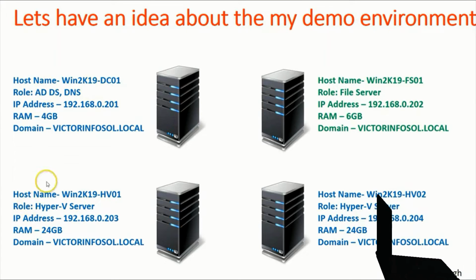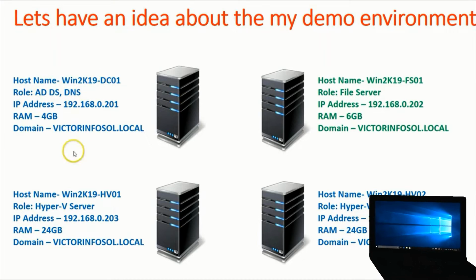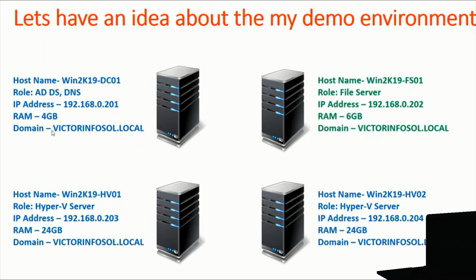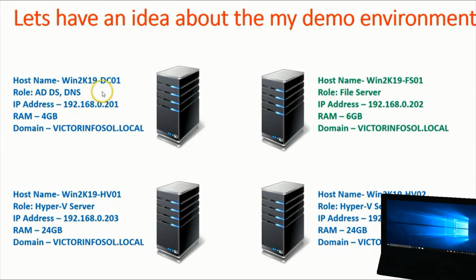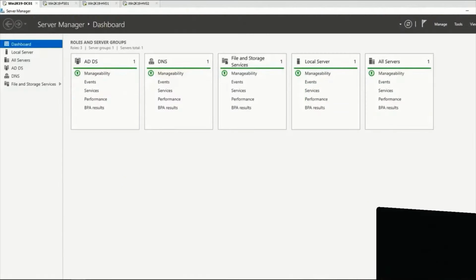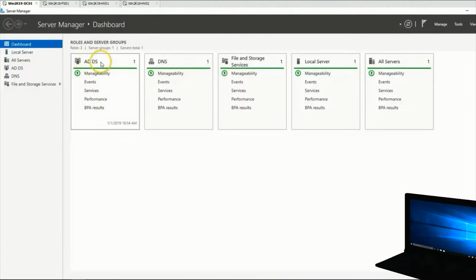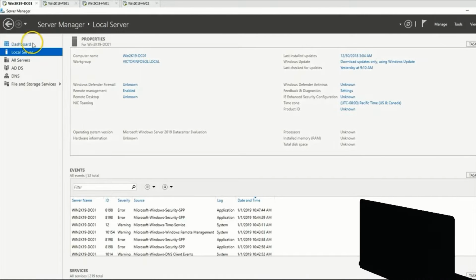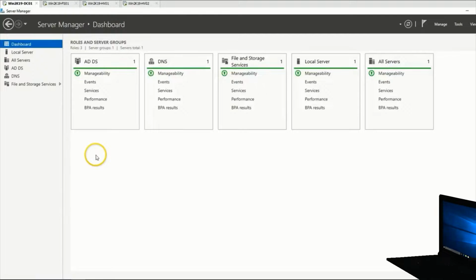So this is the infrastructure. The first machine is Win2K19DC01, which is my Active Directory server, and this is my domain name, infoserver.com. This is the same domain controller which we have used from the second or third videos of this series. You can see Win2K19DC01 is currently holding my Active Directory and DNS role.